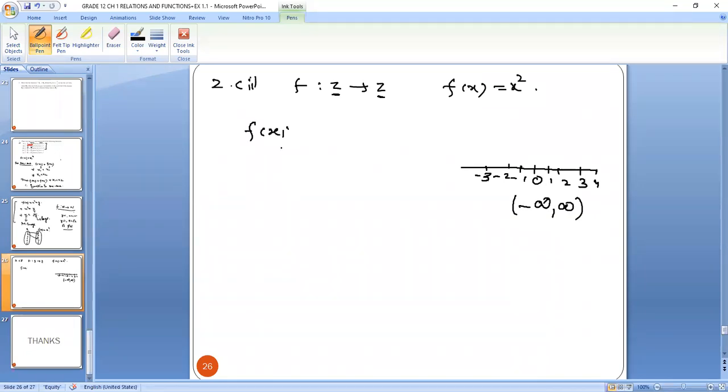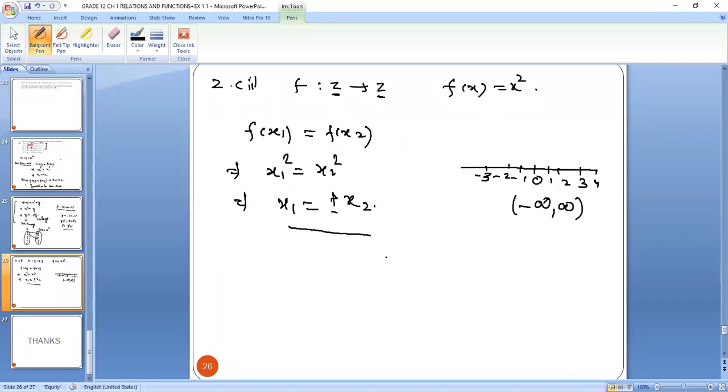So f of x1 is equal to f of x2 implies x1 square is equal to x2 square, implies, now I will write x1 is equal to plus minus x2, right? So this function will be 1-1 or not, this we will check. This function will not be 1-1, right? Because we will show it with the help of an example.